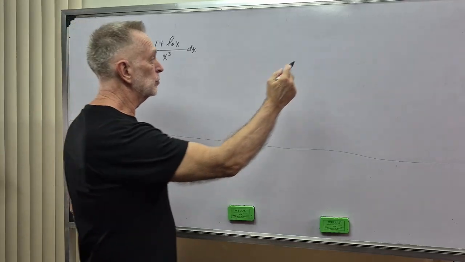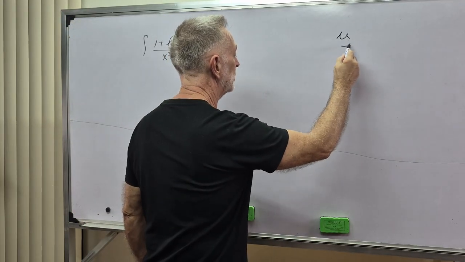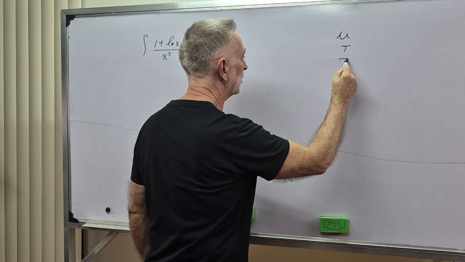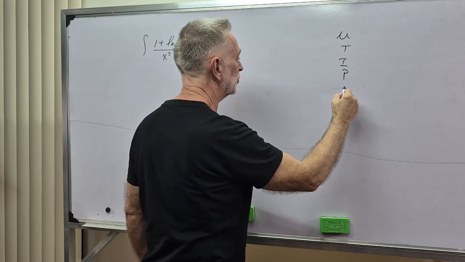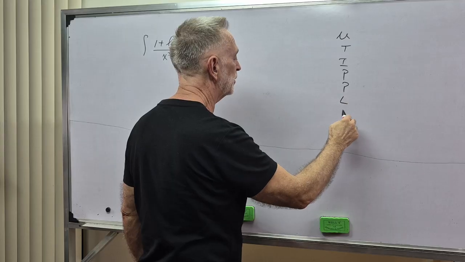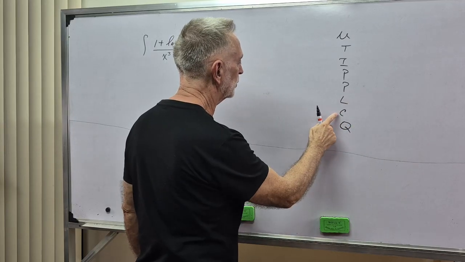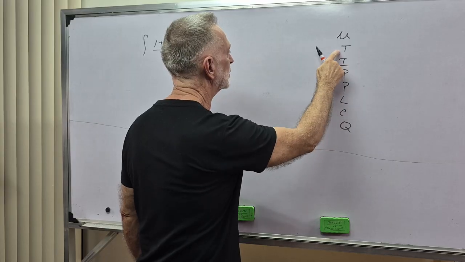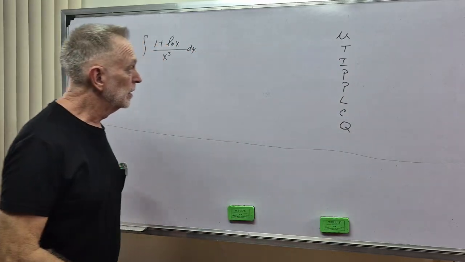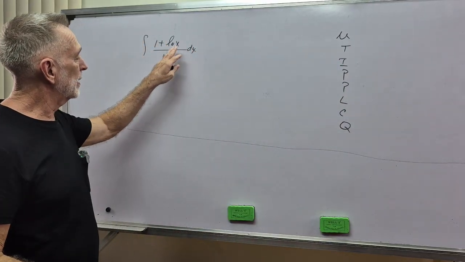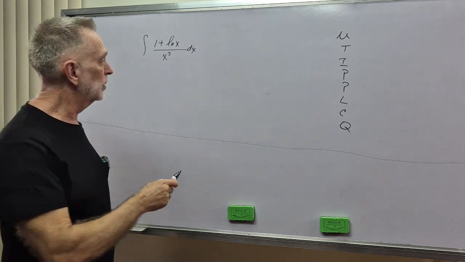You know our tools: U sub, trig sub, integration by parts, partial fractions, power reduction, long division, completing the square, and method of quadratics. 1, 2, 3, 4, 5, 6, 7, 8 tools. Okay, and tonight I think I'm going to start with U sub.